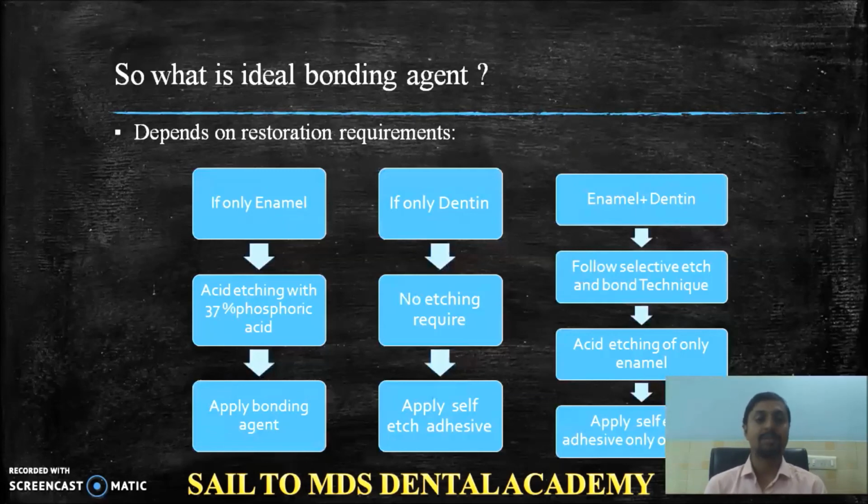So follow this technique, that you have to etch just enamel, then rinse it with water, then apply self-etch adhesive on the dentin. Then blow air until it gets dry. So friends, the selective etch and bond technique was followed. Here the advantage of both bond strength was there and also reduced post-operative sensitivity.